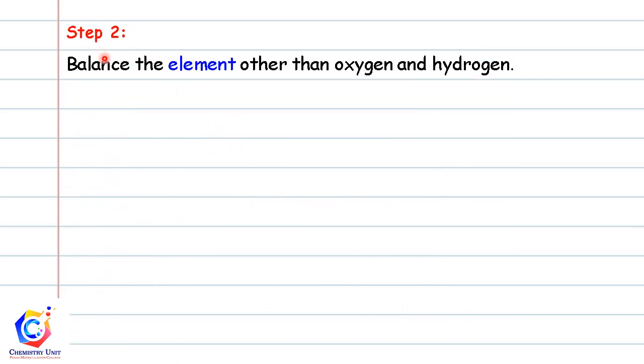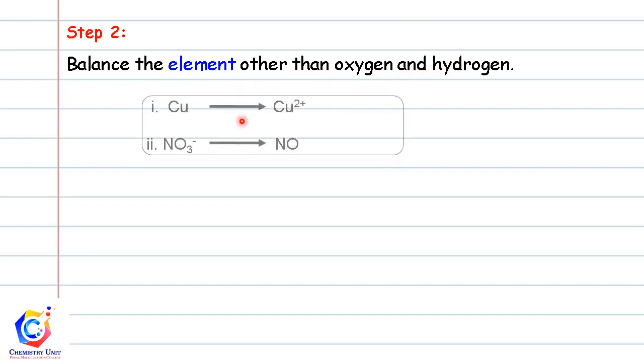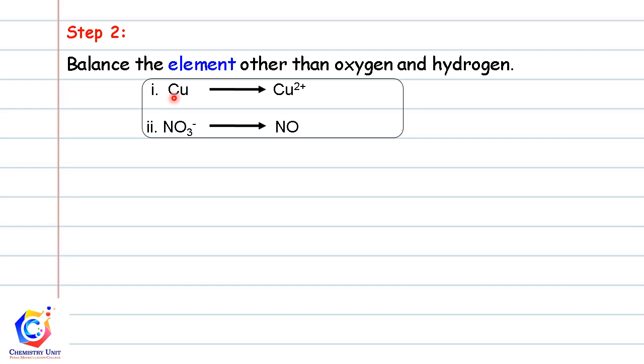Step number 2, we need to balance the elements other than oxygen and hydrogen. So for the first equation, it is 1 to 1. And then for the second equation also, 1 nitrogen, 1 nitrogen.